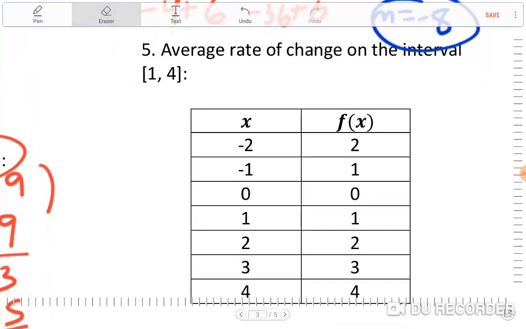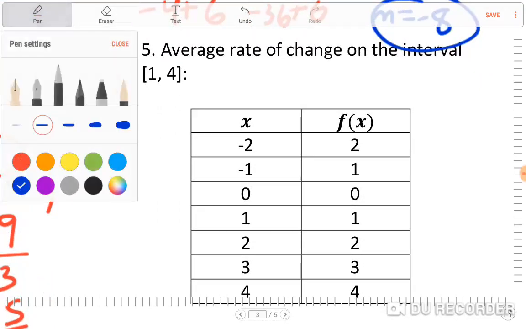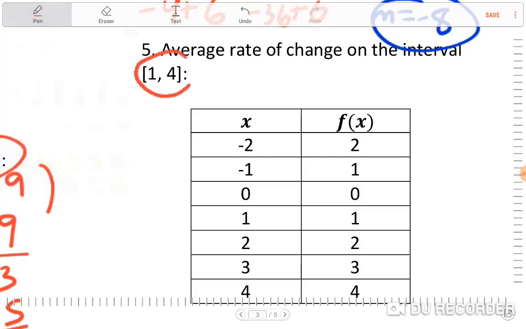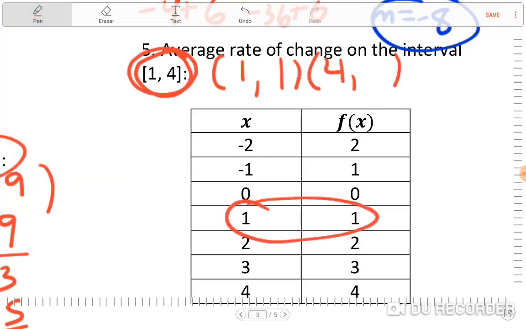Tables make life a little bit easier because you don't have to substitute. You can just look at the table. But you have to remember, these are just your x's. So 1 comma something, 4 comma something. But now just look at the table. The 1 goes with a 1. The 4 happens to also go with a 4.